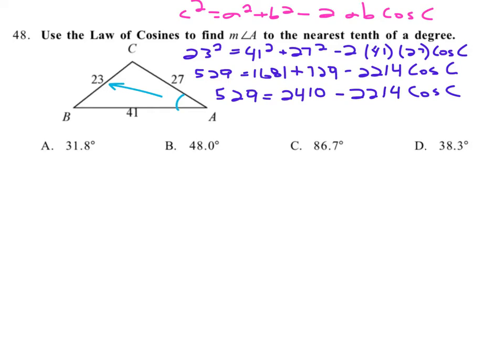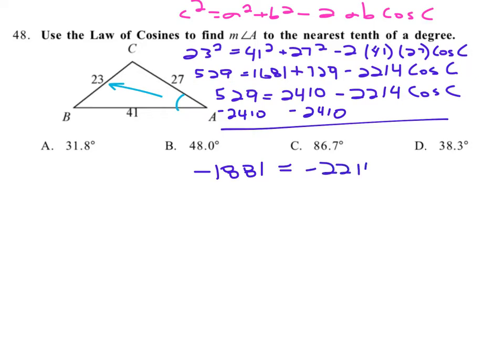So what do we do? We can subtract 2,410 from both sides. Minus 2,410 equals, and I'll write this below, now we've got to do 519 minus 2,410 equals negative 1,881. Negative 1,881 equals negative 2,214 times cosine of C.